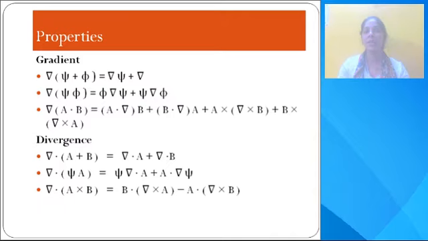Now next, when we take the product of these two scalar quantities, del of psi phi, this will be equal to phi del psi plus psi del phi. The third property is del of (A dot B) is equal to (A dot del) B plus (B dot del) A plus A cross (del cross B) plus B cross (del cross A).